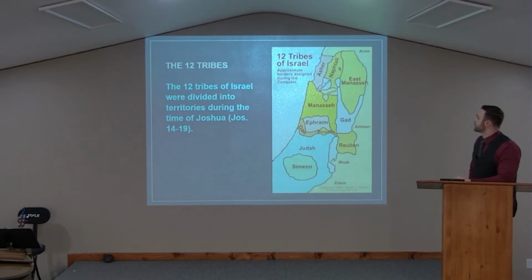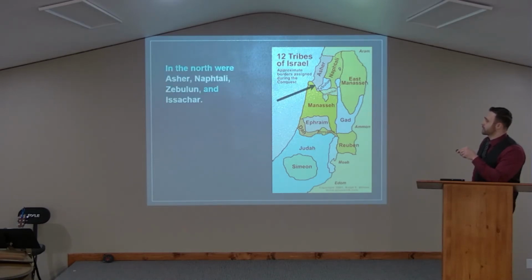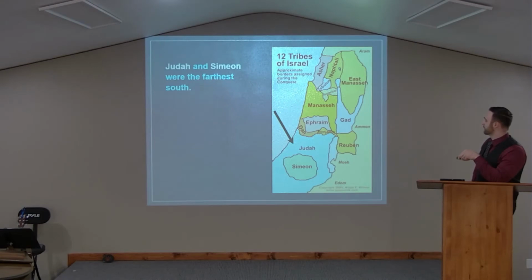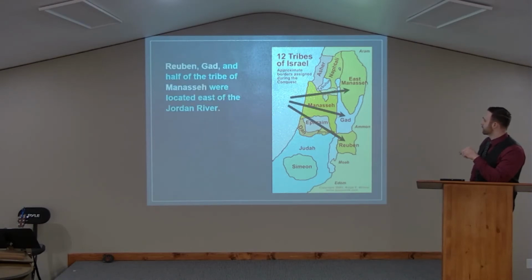When the 12 tribes were divided and settled into the land, this is approximately how they were assigned, their borders. This all fits within that from Dan to Beersheba that we just talked about. Up here to the north we have Asher, Naphtali, Zebulun, and Issachar, all packed into that little spot. And then we have Manasseh, Ephraim, Dan, and Benjamin here in the middle. Judah and Simeon are way down here at the bottom. And then the rest are over here to the east, all east of the Jordan River. And that's generally how they were laid out in the country of Israel.